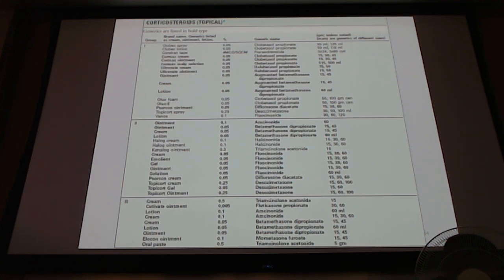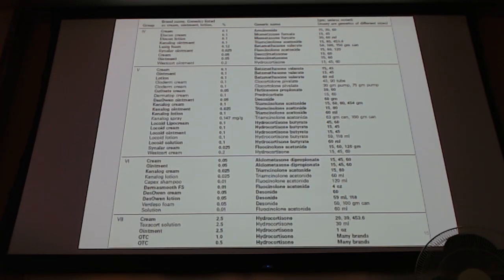So this is just a list of all of those. Again, picture from Habif, the Bible, and all the way on the left of this list, you see groups 1, 2, 3, 4, 5, 6, 7.